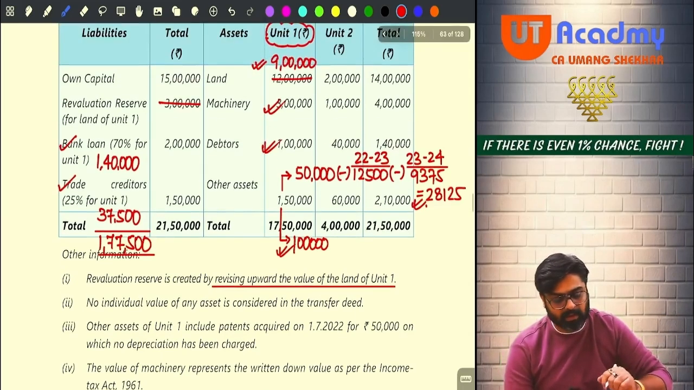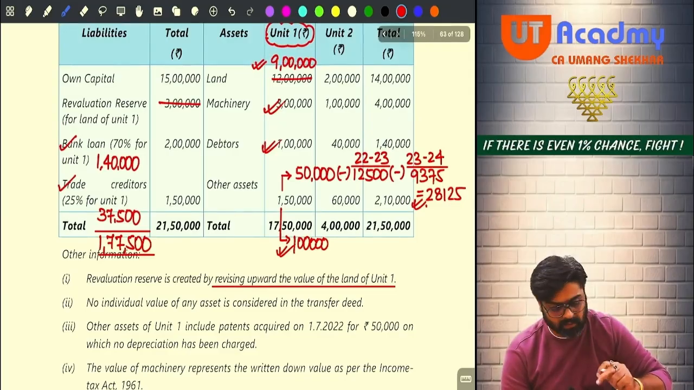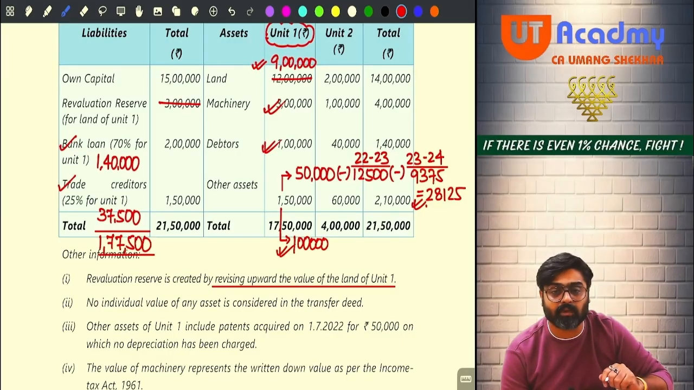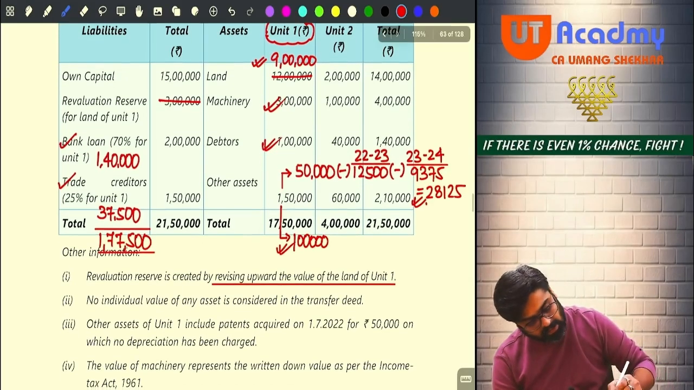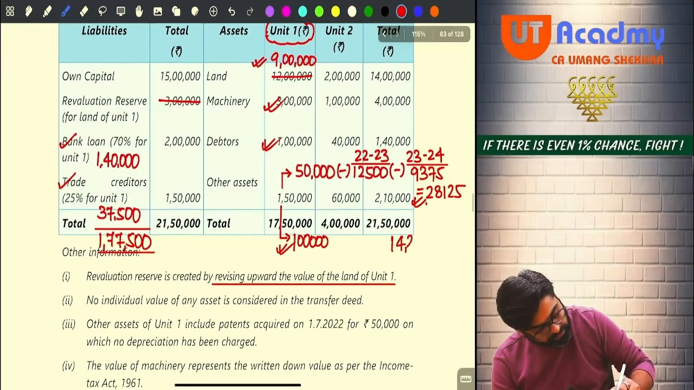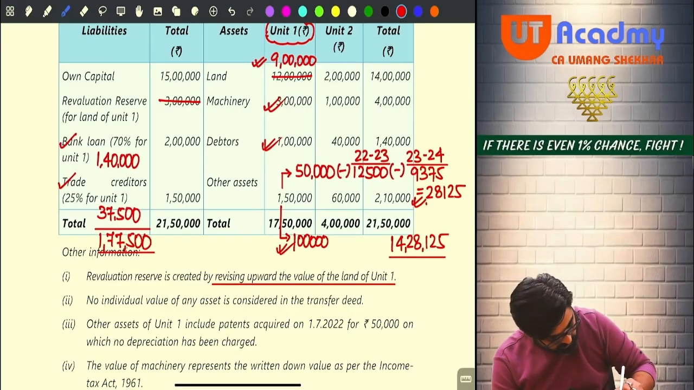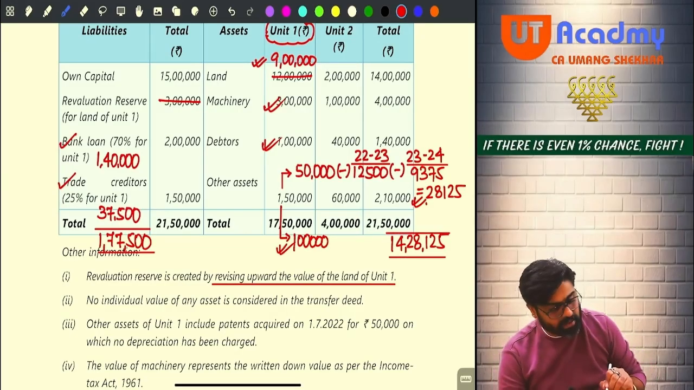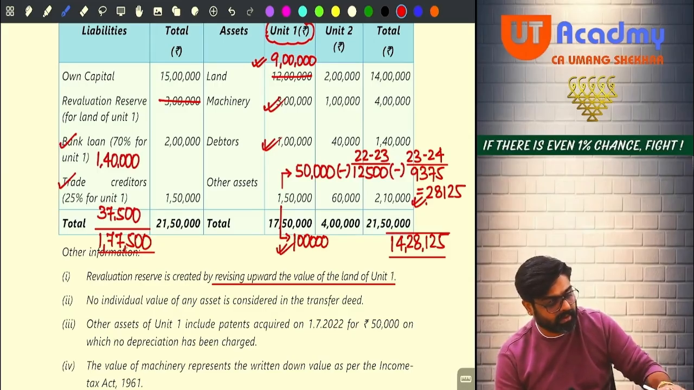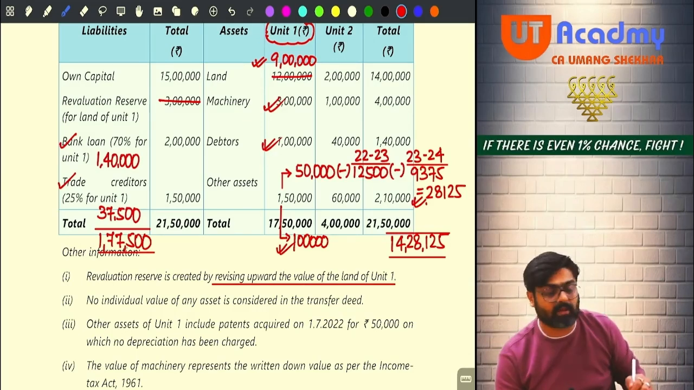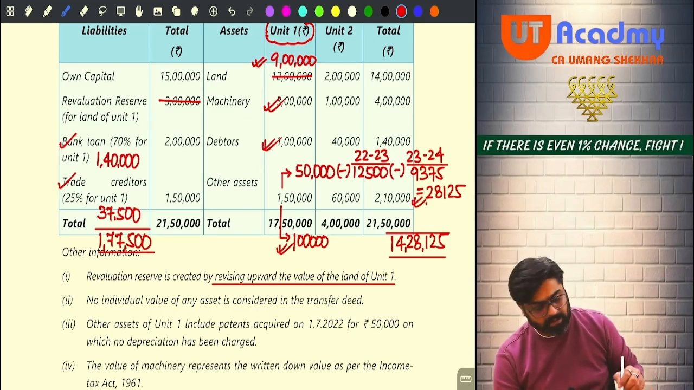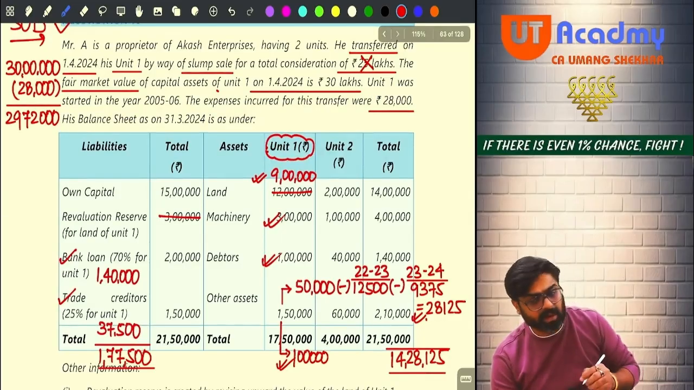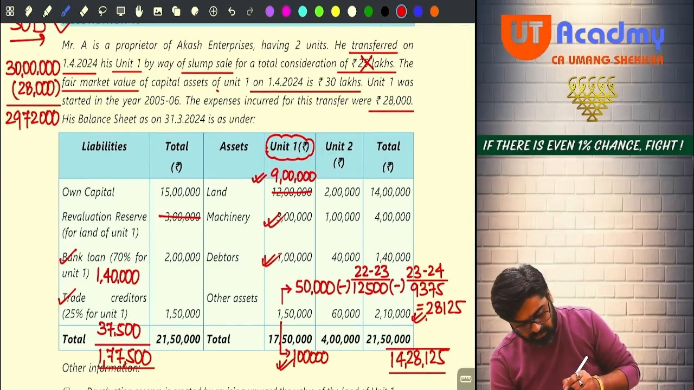Now, can you calculate the total? 9 lakh plus 3 lakh, it will be 12 lakh. 12 lakh plus 1 lakh, 13 lakh. 13 lakh plus 1 lakh, 14 lakh. 14 lakh plus 28,125. So the value of total assets will be 14,28,125. This is the value of total assets. Now, can I do total assets minus total liabilities? 14,28,125 minus 1,77,500. I will be getting 12,50,625.